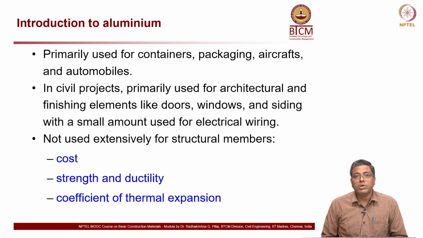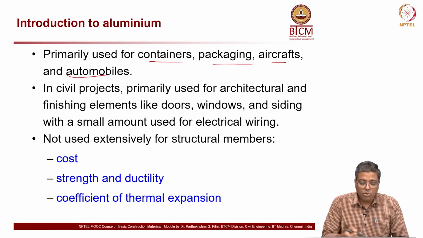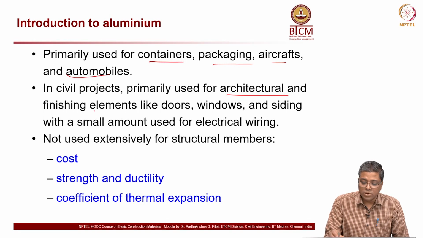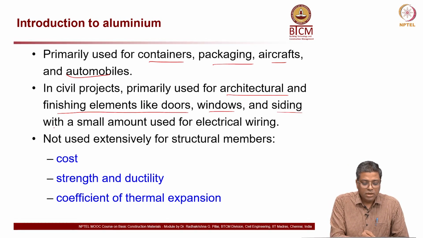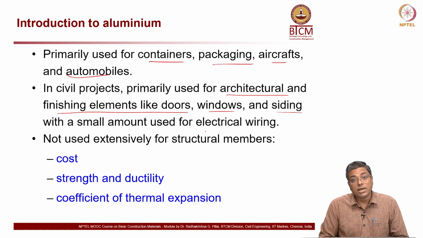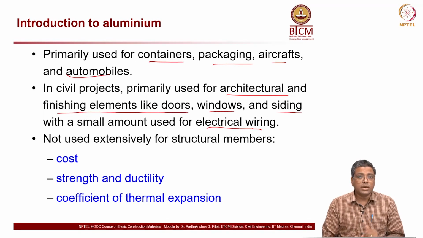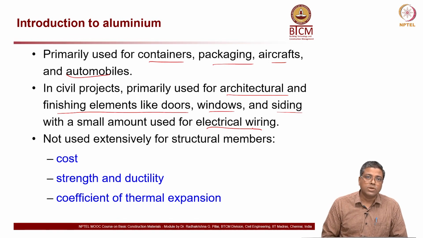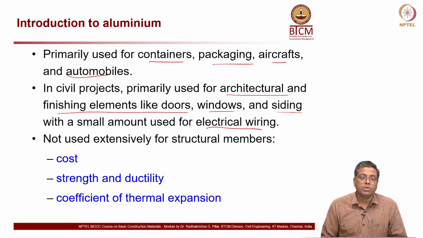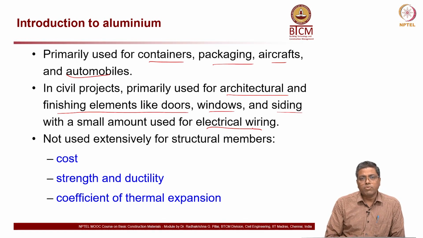Now, primarily aluminum is used for containers, packaging, aircraft, automobiles, etc. Now, in civil engineering, where do we use it? It is used for architectural and finishing elements like doors, windows, siding, with a small amount used for electrical wiring also. Okay, the electrical wiring may not have significant volume, but for other elements like doors and windows, a large quantity of aluminum is being used.